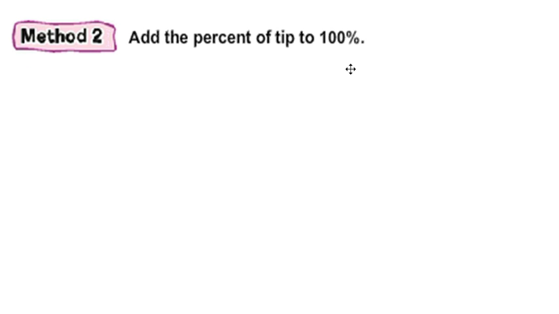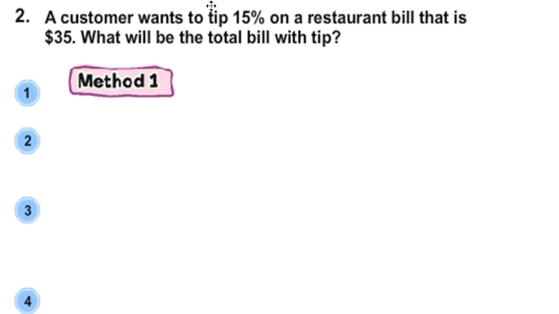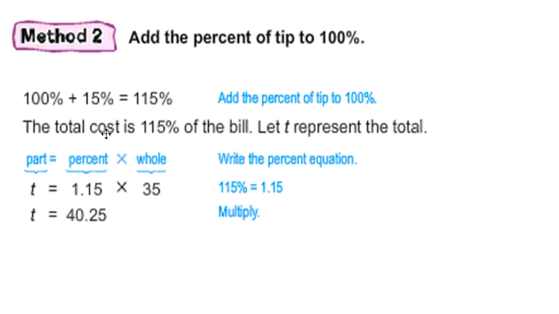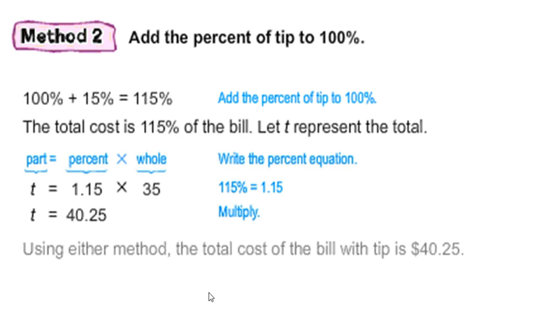All right, using method two, we're going to add the percent of tip to 100%. So our amount of tip was 15%. So we're going to add 15% to 100%. So that's 115%. So you're going to pay 115% of the bill altogether. So the total cost is 115% of the bill. So let T represent the total. So we're going to change 115% to a decimal, which is 1.15. Multiply that times 35, and we get $40.25. So using either method, the total cost of the bill, with the tip, is $40.25.